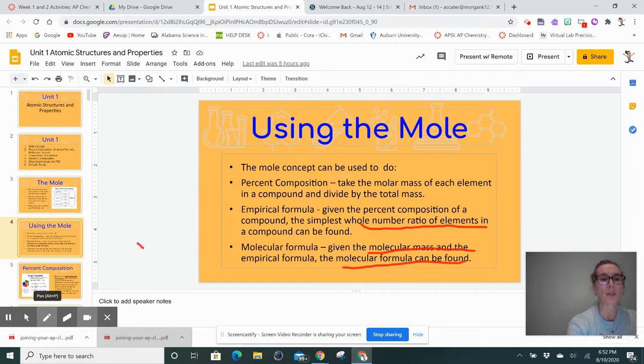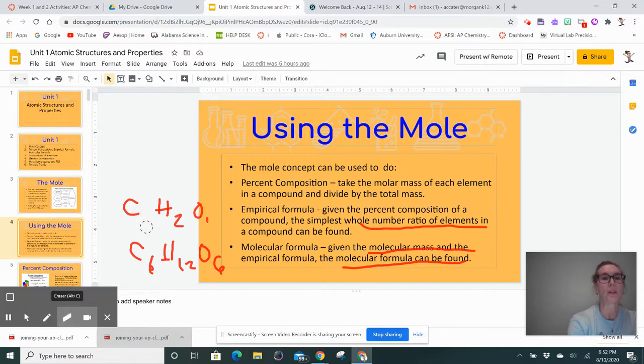So C6H12O6, that is a molecular formula. There's actually 6 carbons, 12 hydrogens, and 6 oxygens. Whereas for empirical formula, that's the simplest whole number ratio, which we wouldn't actually put the ones there. That would be CH2O. Okay. All right, moving on.